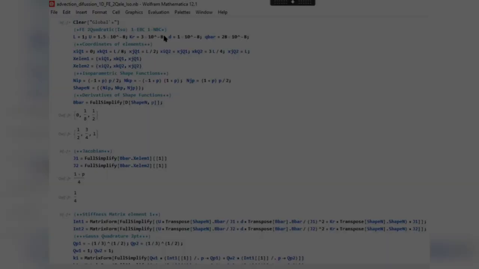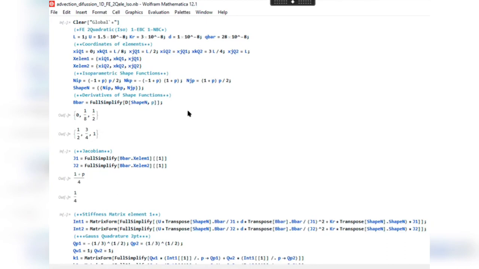I use this script to solve the problem, right? We said that we have two quadratic elements. For one of the elements, the middle node is not in the center. It's moved, it's off from the center of the element in the physical coordinates, right? In the global domain, right? For the second element, we have three nodes and the middle node is in the center of the element, all right? So we have two quadratic elements, right?